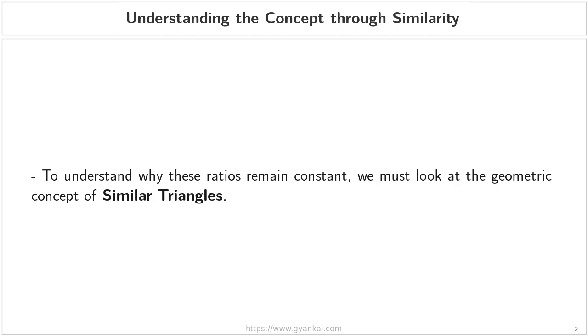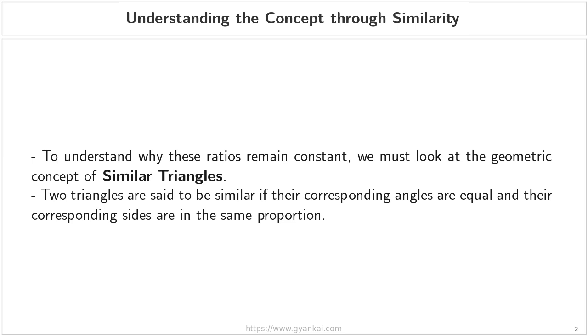Understanding the concept through similarity. Now that we've established the big question, whether the size of a triangle actually changes its trigonometric ratios, let's dive into the why. To understand why these ratios remain constant, we need to step back from trigonometry for a moment and look at a fundamental geometric concept called similar triangles. So, what does it actually mean for two triangles to be similar? It's not just about them looking the same shape.